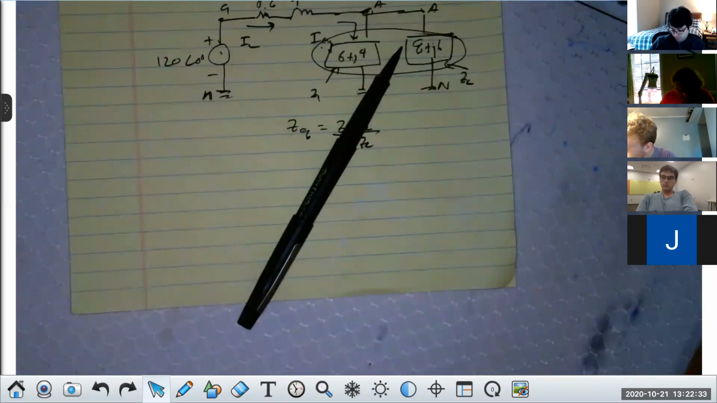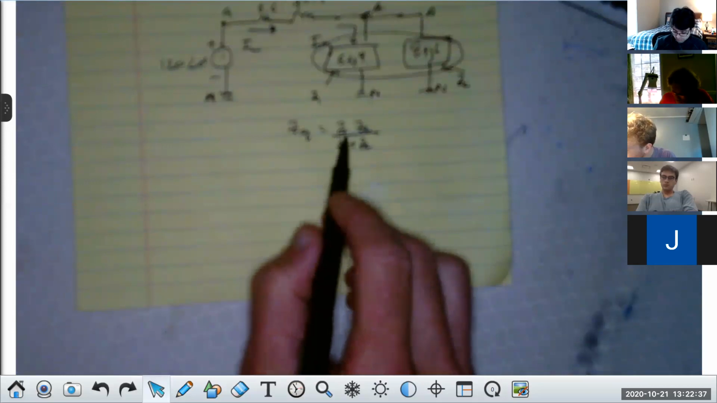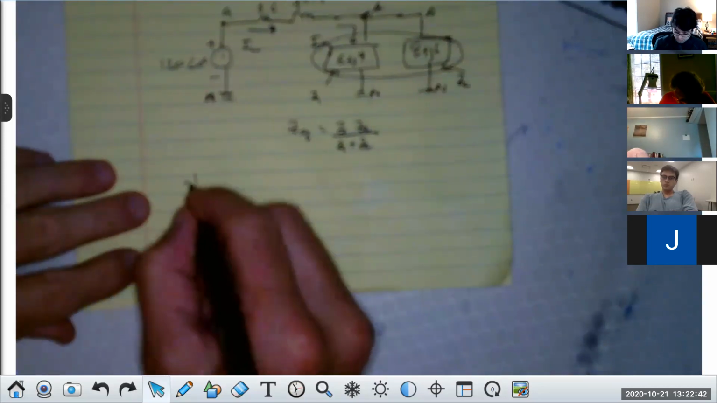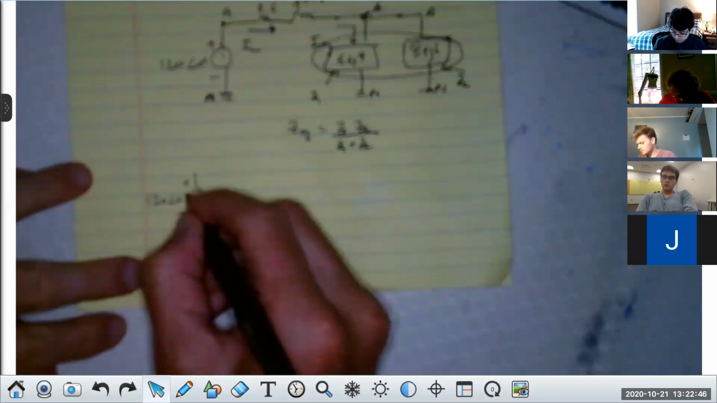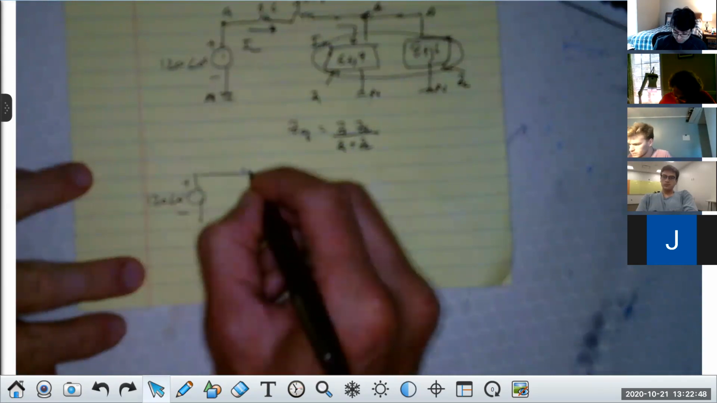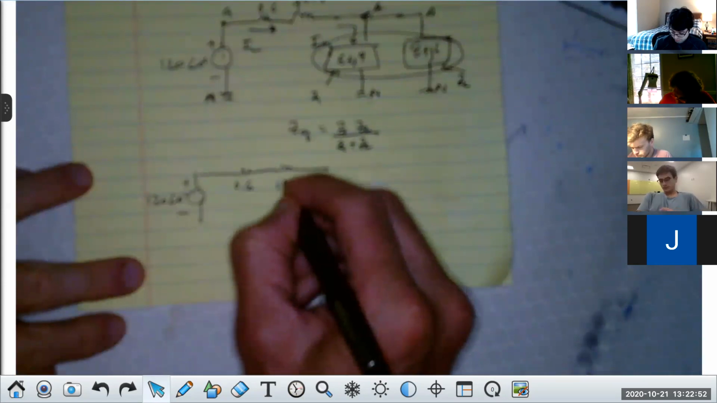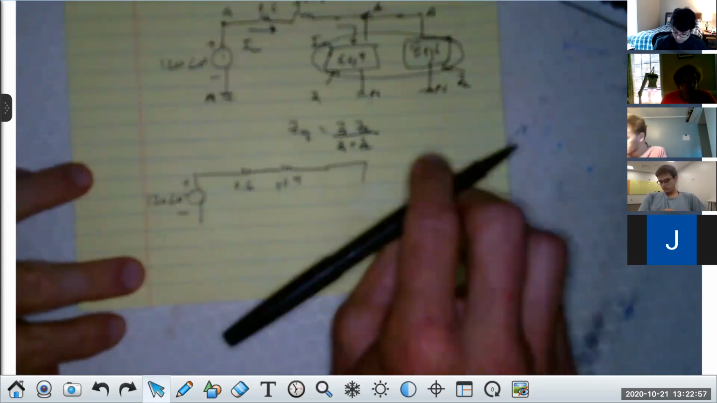Can anybody do that for me? And I'll take it in rectangular. I'm going to draw the final circuit. So then we have plus to minus 120 at 0 degrees. We have 0.6, J 0.4, and then we have an equivalent load, and anybody can give that to me.